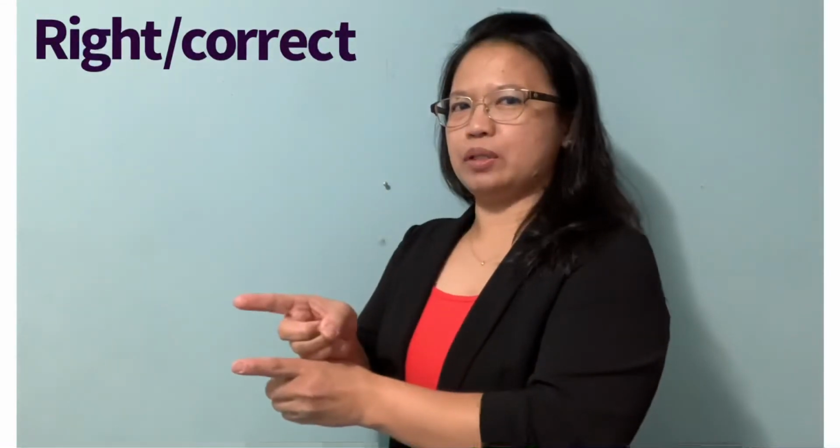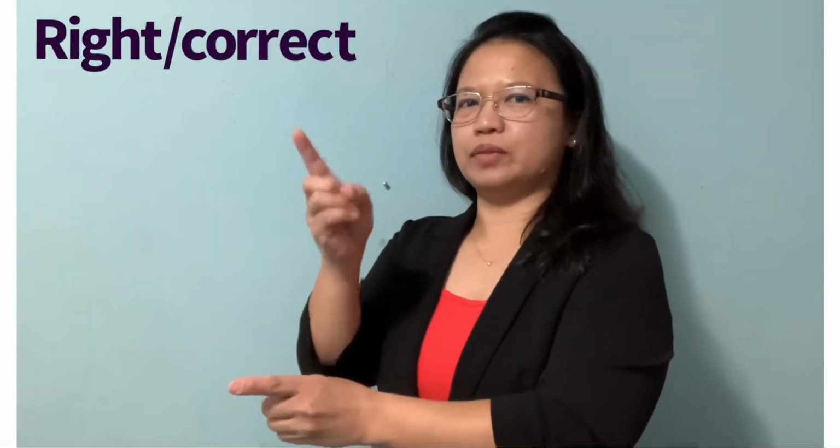Come, two index fingers, and we'll say come, come. Right, as in correct, two index fingers, and we'll just put one on top of the other. Right or correct. Wrong, like a mistake, shape of the Y, put it on our chin. Wrong. No. Wrong.